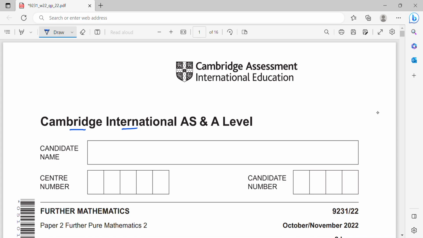This is Cambridge International AS and A-Level Further Mathematics, Paper 2 for October-November 2022. The code is 9231/22. So this is part 3 of this whole paper. Therefore, I'm going to discuss question 5 and 6.